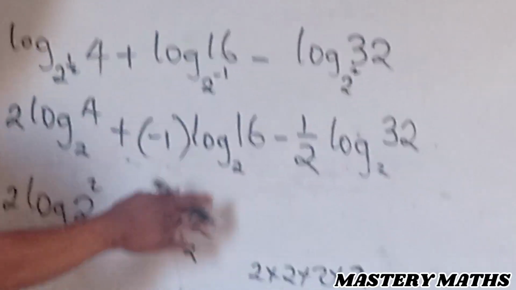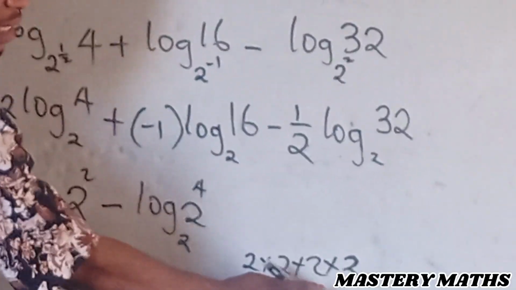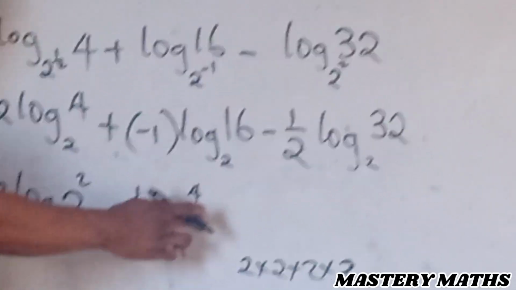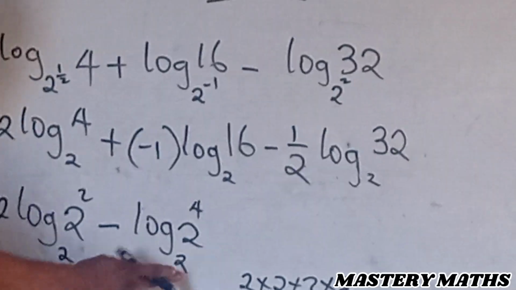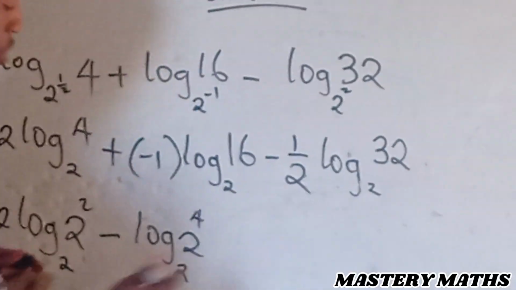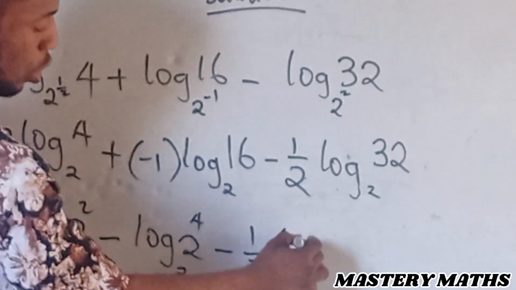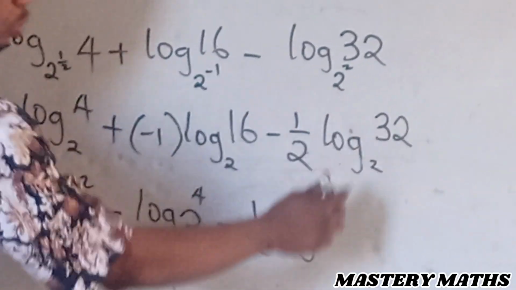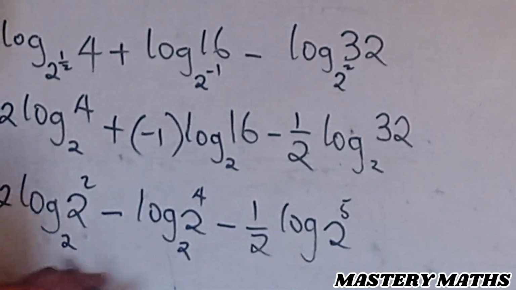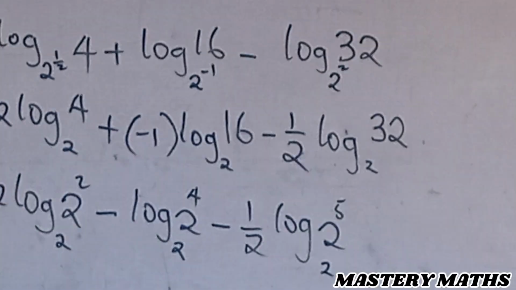So it will be 2 raised to the power of 4, because 2 times 2 is 4. 4 times 2, 8. 8 times 2, 16. So it becomes log 2 raised to the power of 4 in base 2, which gives us this 16. 2 raised to the power of 4 is 16. Now, the next one, you have your minus 1 over 2 log, which gives us 2 raised to the power of 5. 2 raised to the power of 5 will give us 32 in base 2.